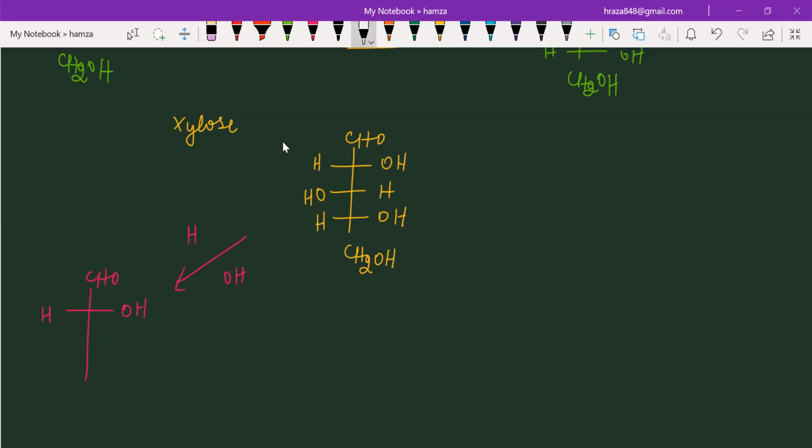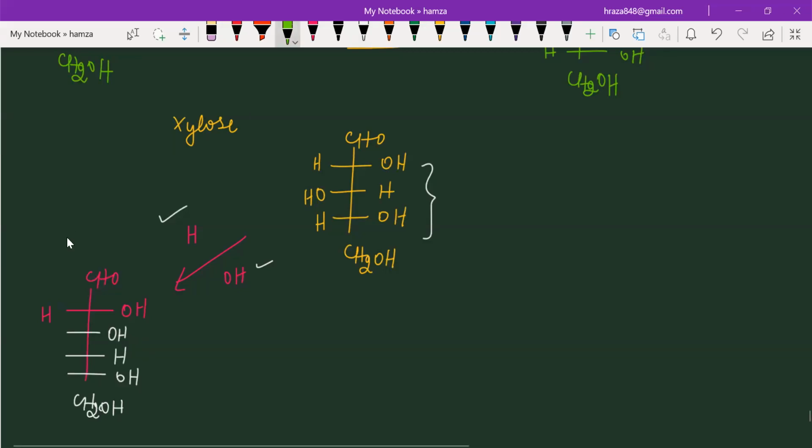Yes, sir. So H on the right, H on the left hand side, OH on the right hand side, and again all the part will be same, OH and then H and then OH, and this will be CH2OH. Now this is known as glucose. This is known as glucose. You can say glucose.